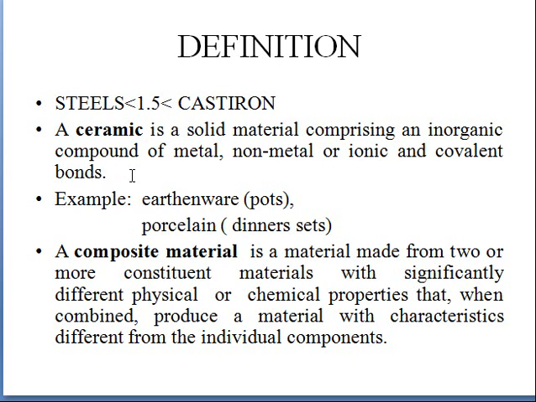So here simply the example for ceramic is whatever ceramic plates we are using in our dining set, or else the pots which we are using at home. So all the things which are easily breakable and made with sand or clay are ceramics. And now see, earthenware, it means pots which we are making will come under earthenware, and the dinner sets which we are using at our homes is called porcelain. So these are two types of ceramics we have.